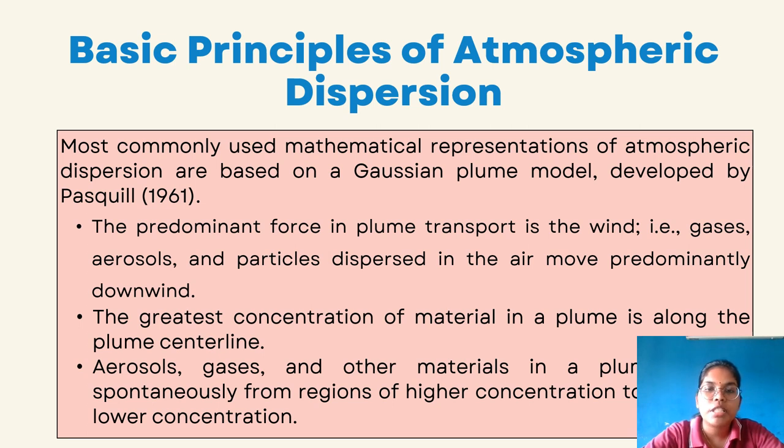The predominant force in plume transport is the wind. For example, gases, aerosol, and particles dispersed in the air move predominantly downwind. The greatest concentration of the material in a plume is along the plume center line. Aerosols, gases, and other materials in a plume disperse spontaneously from regions of higher concentration towards lower concentration.